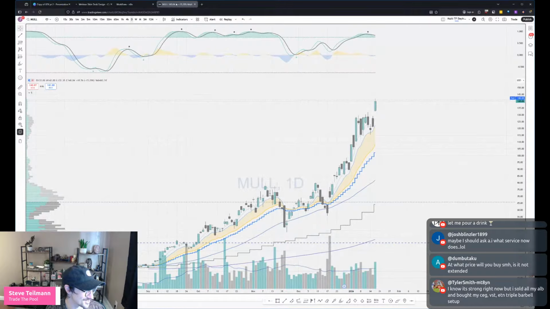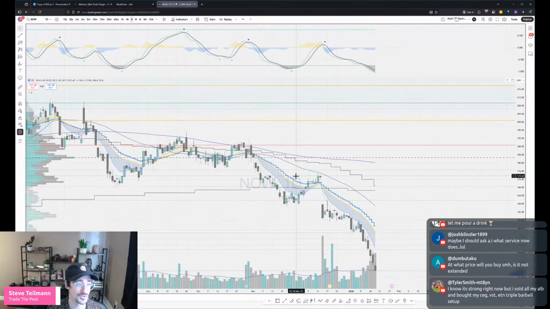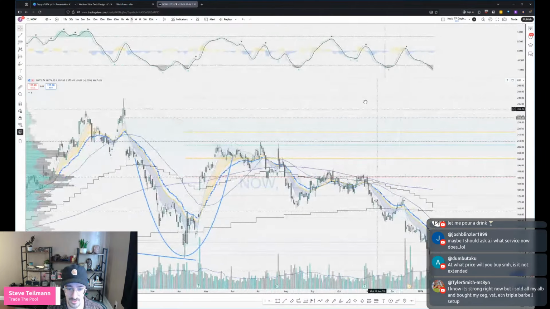Okay, maybe you should ask ServiceNow AI what ServiceNow does. Well, my whole point is that I don't think the moat is very good. Also, you have the aspect of liquidity leaving because it had a stock split. So where was the stock split?